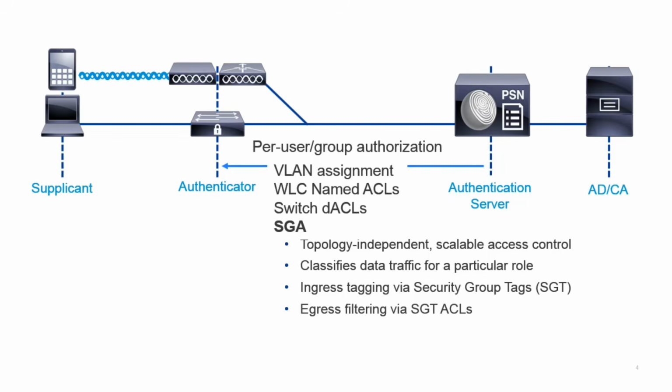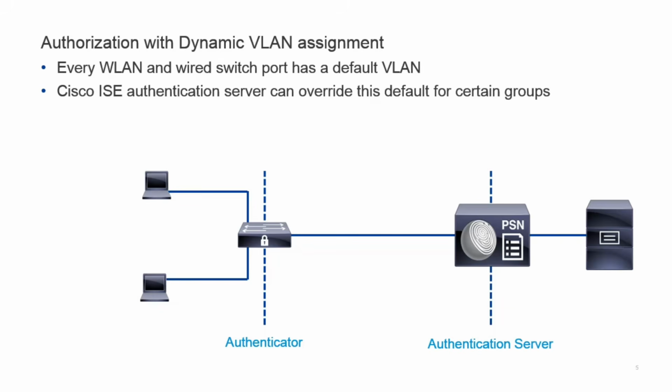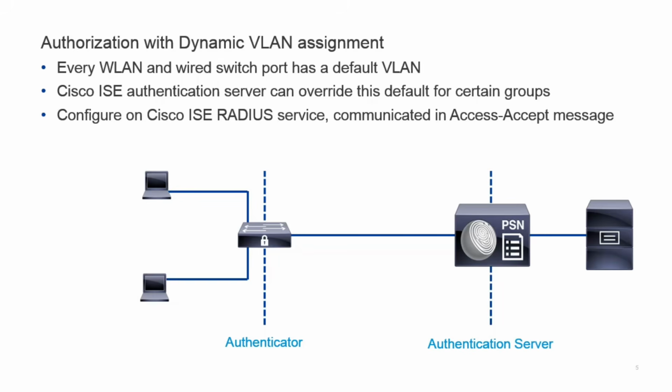Let's take a deeper look at VLAN assignment. Every wireless LAN and wired switch port has a default VLAN. However, you can configure the Cisco ISE authentication server to override this for certain users or groups. This dynamic VLAN is configured on the Cisco ISE RADIUS service and communicated in a RADIUS access accept message.